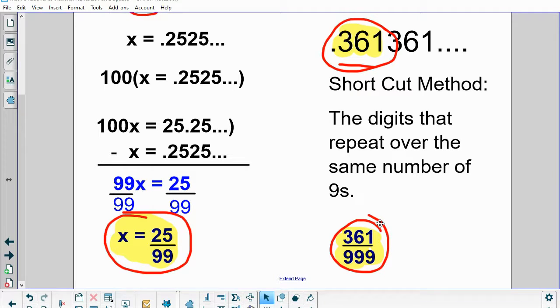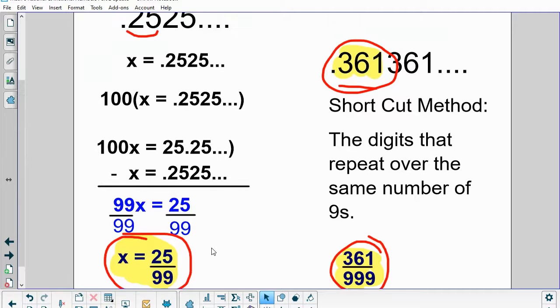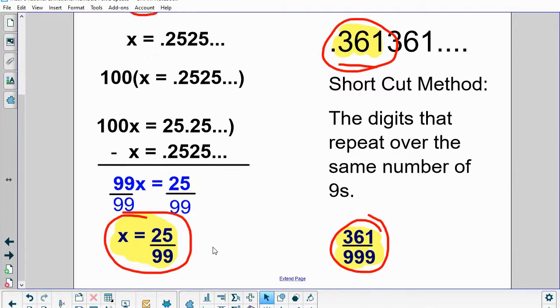So however many digits repeat, you write that on the top. And then however many digits that is, you write that many nines underneath it, and you have turned a repeating decimal into a fraction. Now there are a few repeating decimals that are a little more complex than that, but this will take us as far as we need to go for this class.